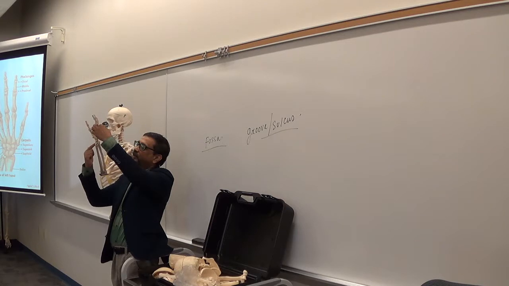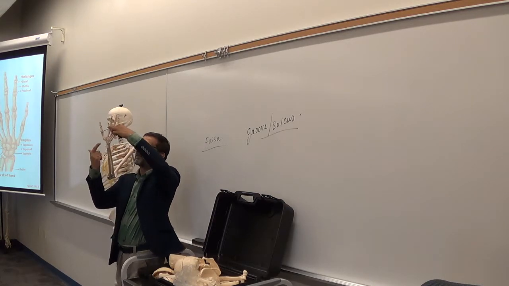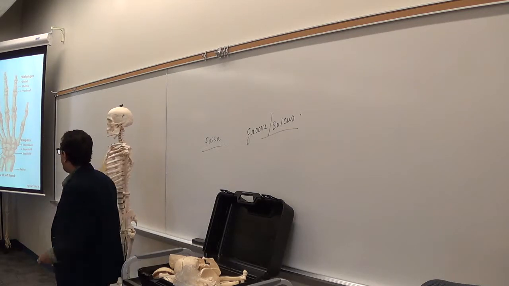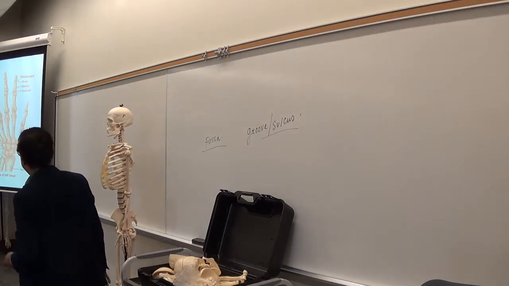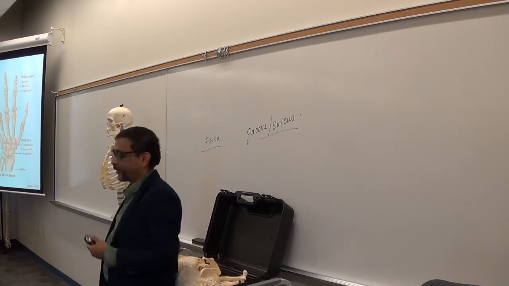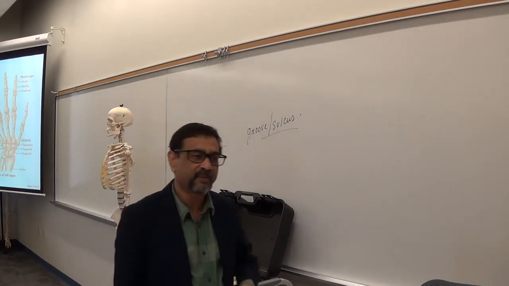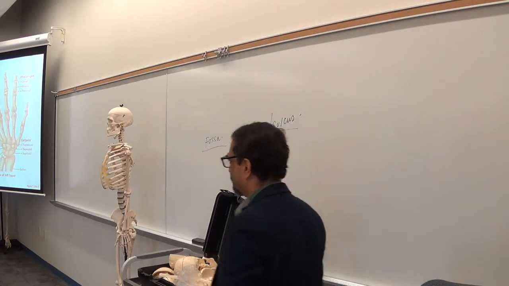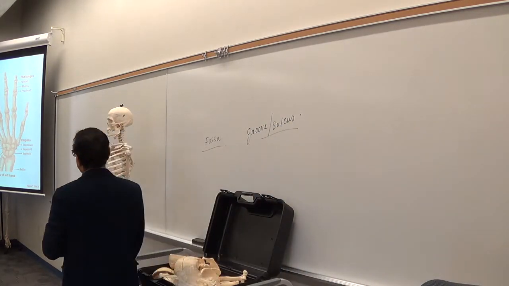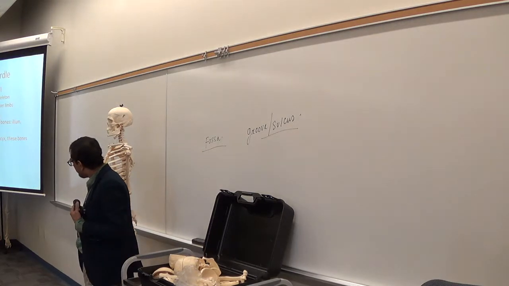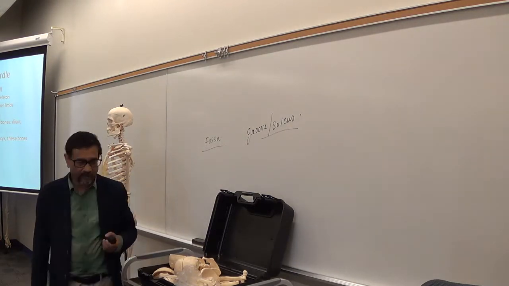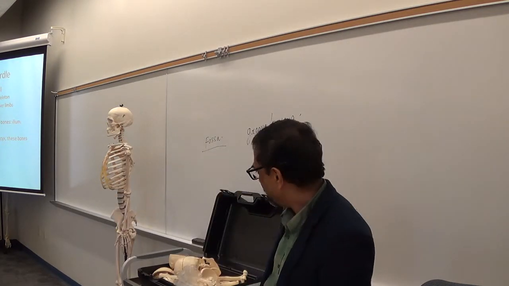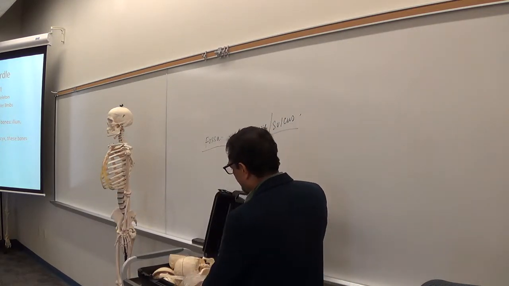So the lower end of the radius here articulates with these two carpal bones. One is lunate and another is scaphoid. So lunate and scaphoid are two carpal bones. You need to know at least those two names. Okay, I may ask. Okay, so those are the bones of your upper limb and pectoral girdles.